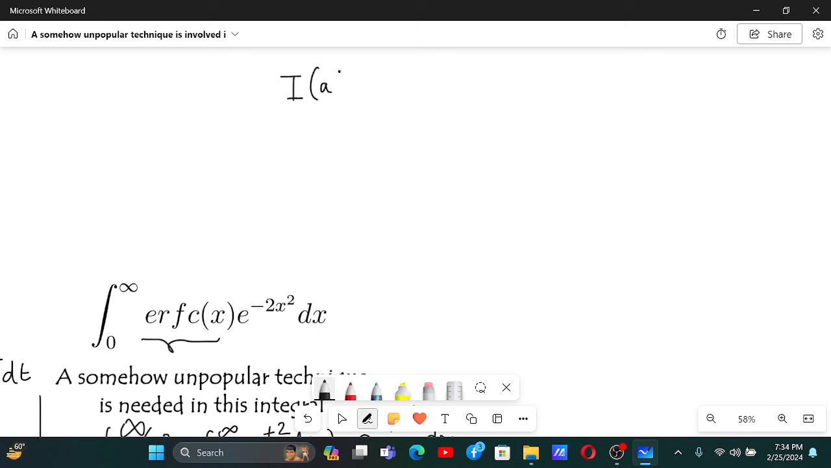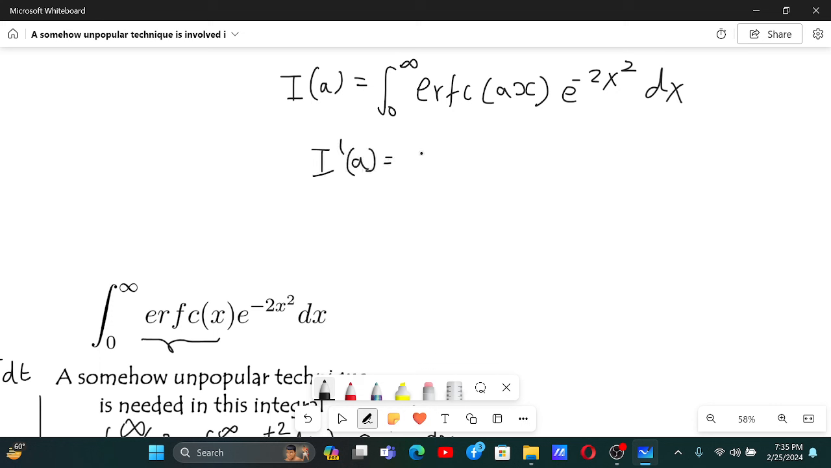I can say I of a is equal to the integral from 0 to infinity of the complementary error function of ax times e to the power minus 2x square dx. Now in this way also I can do it. If I take I dash of a, the integral from 0 to infinity, this is just 2 by root pi times e to the power minus a square x square times x, and this is e to the power minus 2x square dx. This x is from the chain rule and this is from the definition of the erfc function.